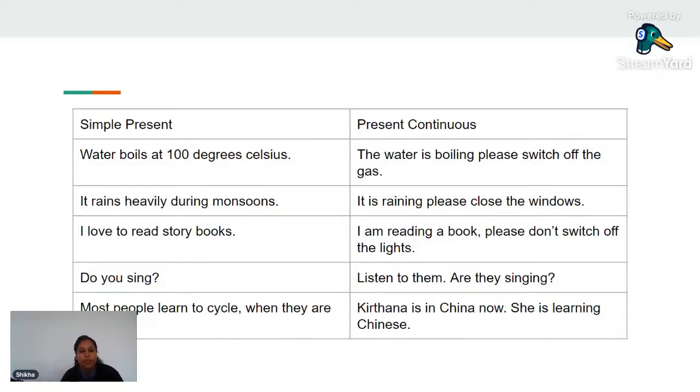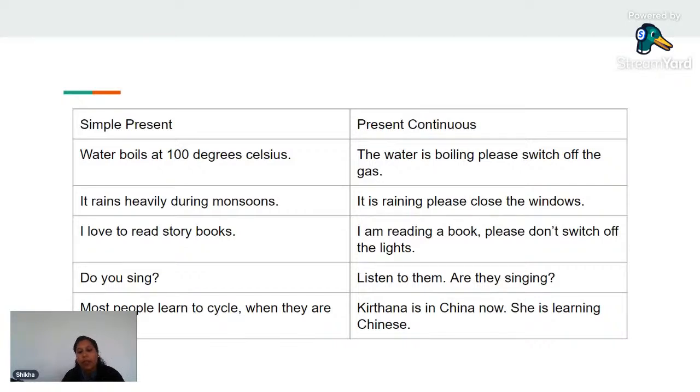In the same way, we have other examples like it rains heavily during monsoons. We all know that every monsoon it rains very heavily. Okay, present continuous tense: it is raining, please close the door. It is raining now, please close the windows. Yes. Then I love to read storybooks. That means I always love to read storybooks.